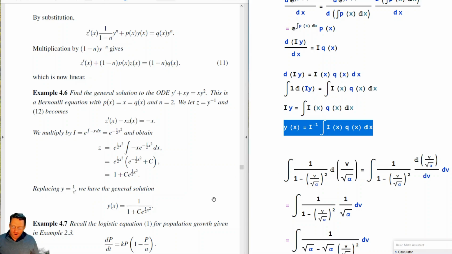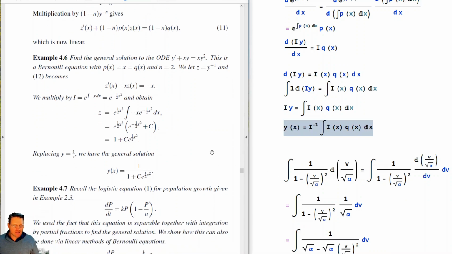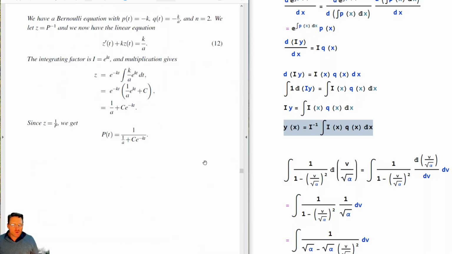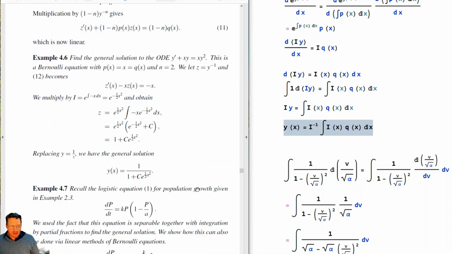Okay, so that wasn't our last example. Let's see. I think this one is our last example for today. All right, so recall the logistic equation, which was equation 1 for population growth, given in example 2.3. Now, we solved that one by the technique of separable equations, but this time we can use the fact that we have a Bernoulli equation.